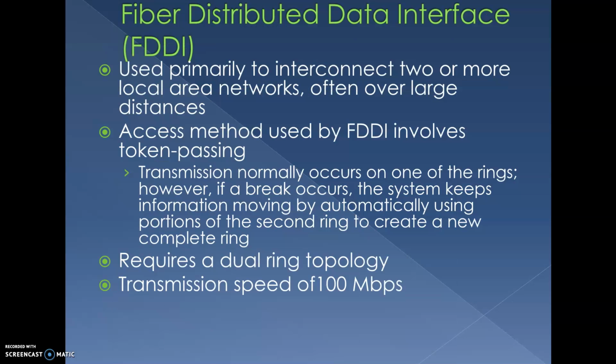Fiber Distributed Data Interface, FDDI. This is used primarily to interconnect two or more local area networks, often over large distances. The access method used by FDDI involves token passing. Transmission normally occurs on one of the rings. However, if a break occurs, the system keeps information moving by automatically using portions of the second ring to create a new complete ring. This does require a dual ring topology, and transmission speed is 100 megabytes per second.